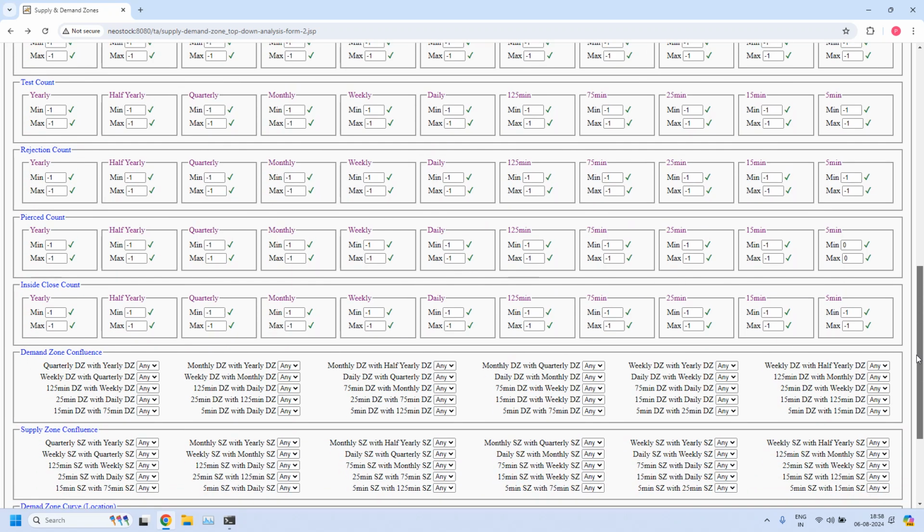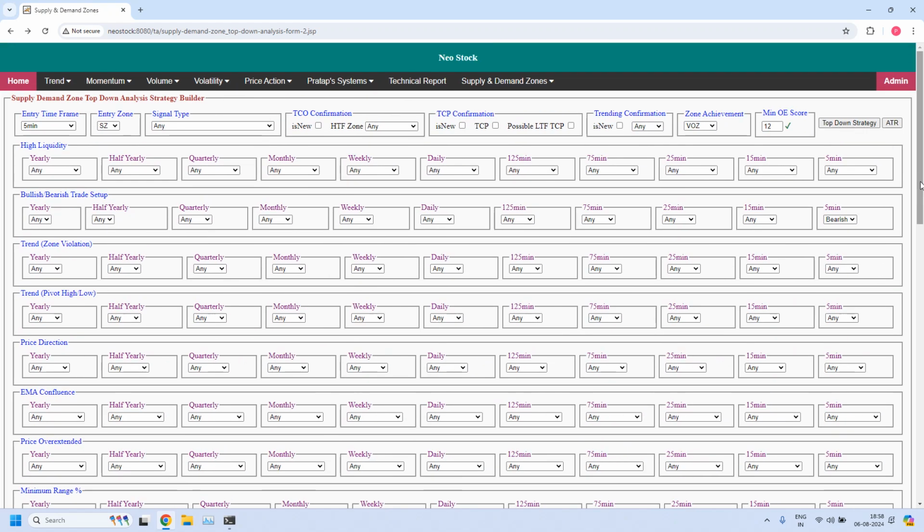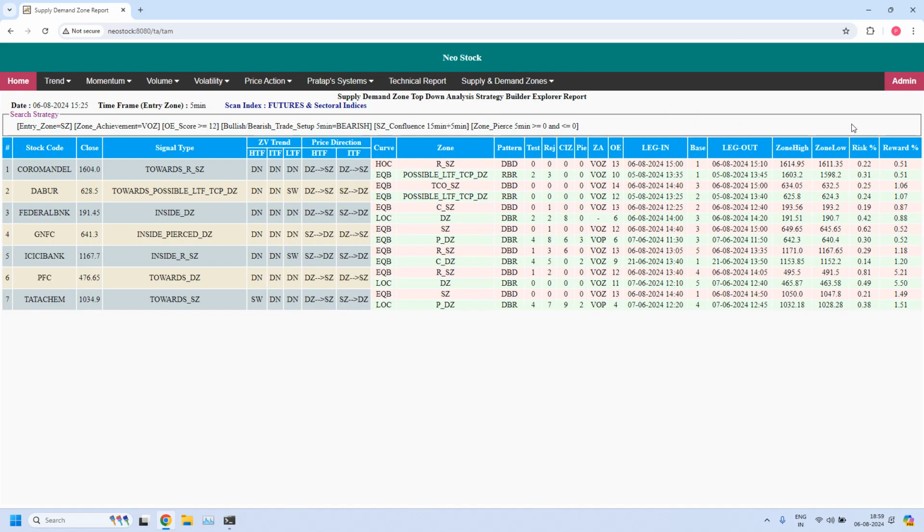So supply zone confluence with, so 5 minutes supply zone with 15 minutes supply zone I have enabled. So that means now we are checking LTF and ITF confluence. Now 7 stocks are filtered. These 7 stocks are having confluence with ITF time frame.